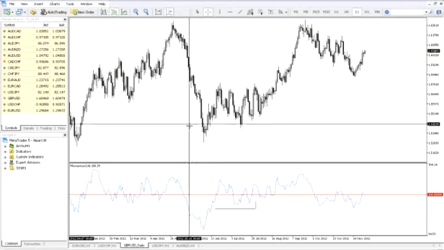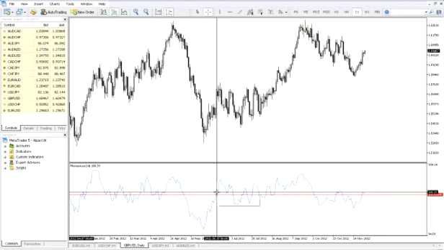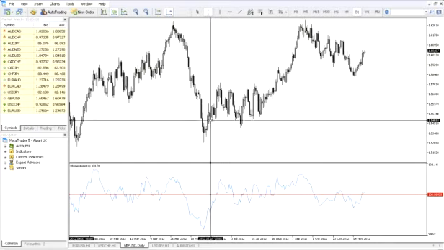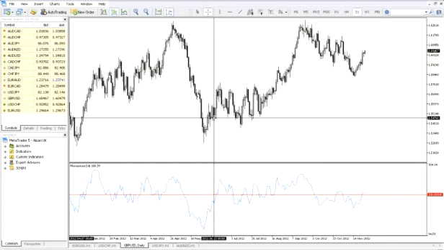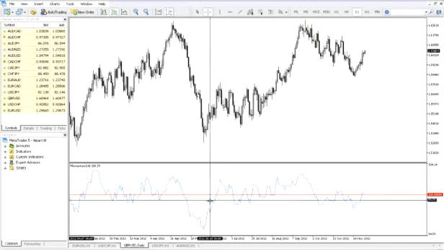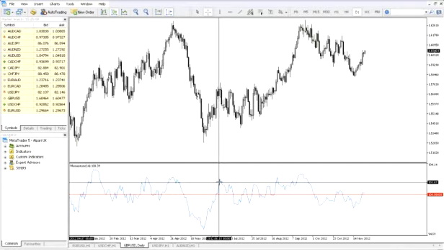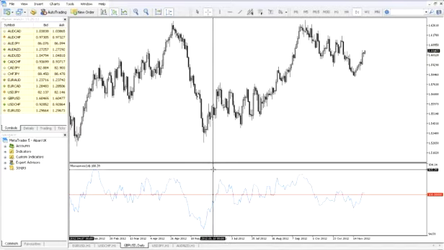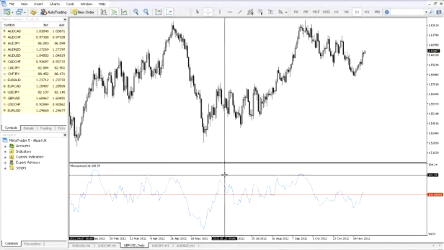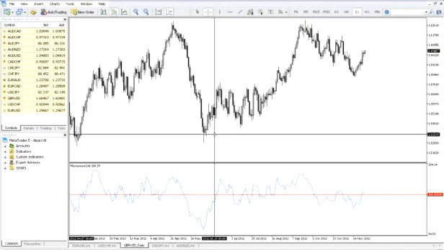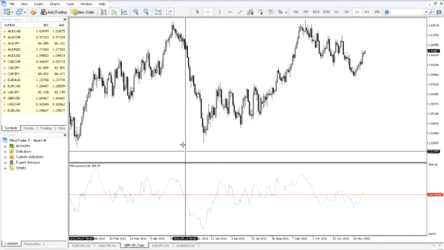If the indicator is going upwards and the trend is going down, then don't take that trade. You only trade when the trend and the indicator are going in the same direction. So if the trend or the prices are going up and the momentum indicator is going up, you take that trade. If the trend is going down and the indicator is going down, you take that trade.